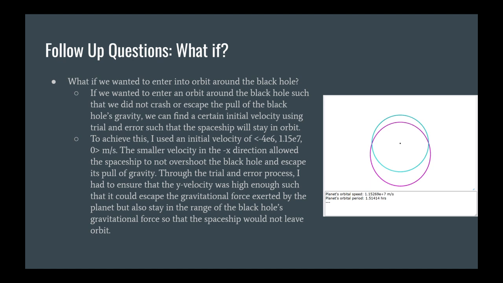This smaller velocity and the negative x allowed the spaceship to not overshoot the black hole and escape the pull of gravity. So through the trial and error process, I had to ensure that the y velocity was high enough such that it could escape the gravitational force exerted by the planet and stay in range of the black hole's gravitational force.